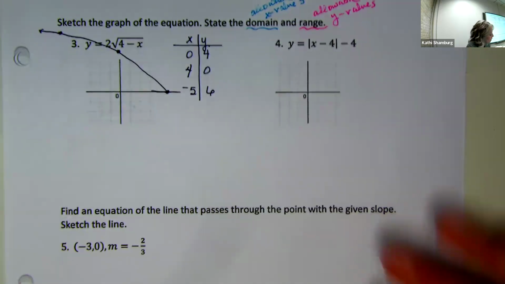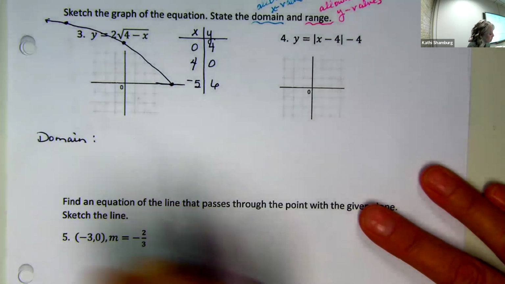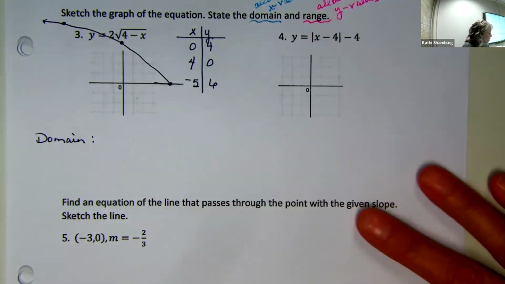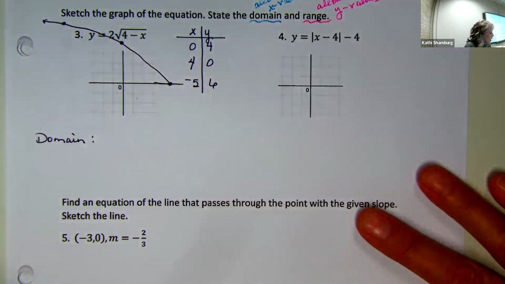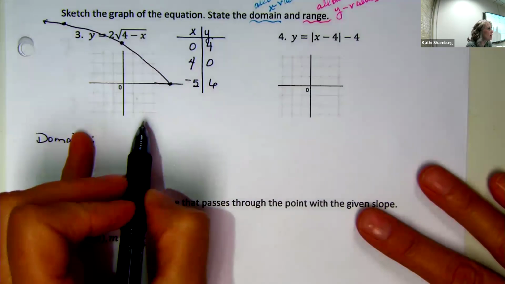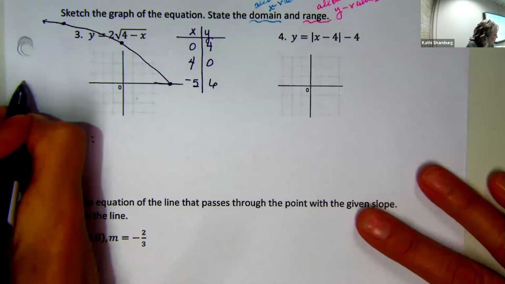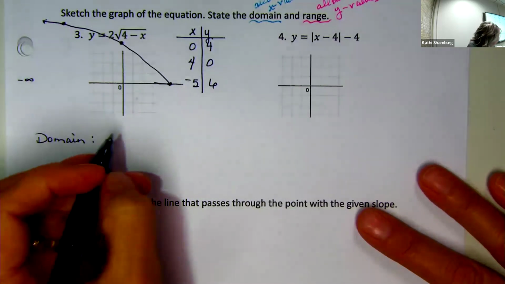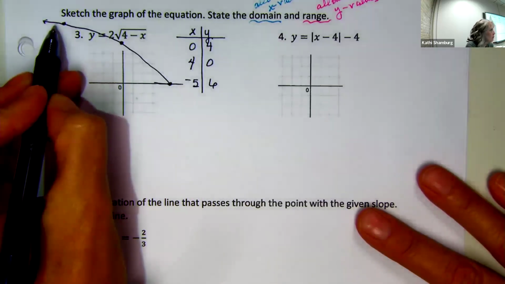All right. So we're going to talk about the domain first. That is your allowable x values. So what we're looking at is your x-axis. I want to know where can I land on the x-axis, and if I go up or down, I can still get to my graph. Now this goes on forever. So we have negative infinity over here, right? And this goes on forever. So I know my domain, anywhere I'm at on this x-axis, I can go up and reach my graph.